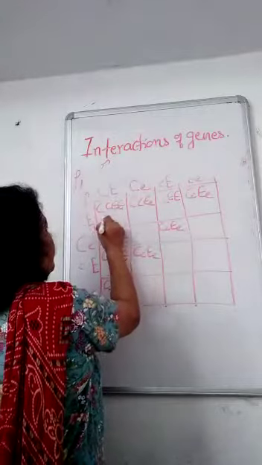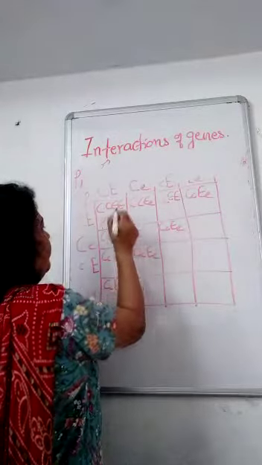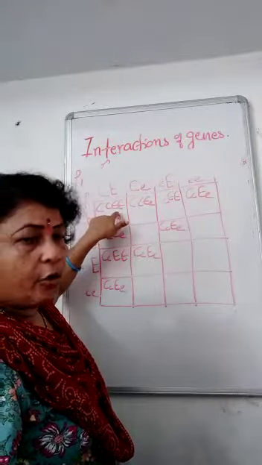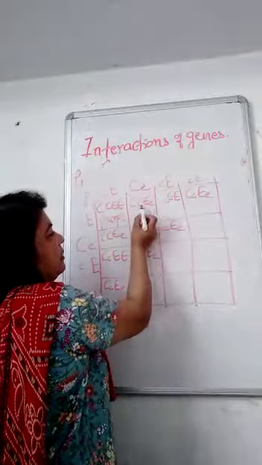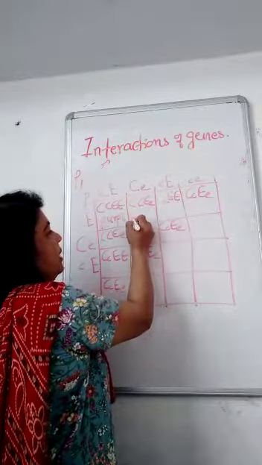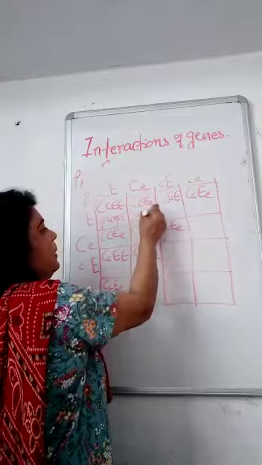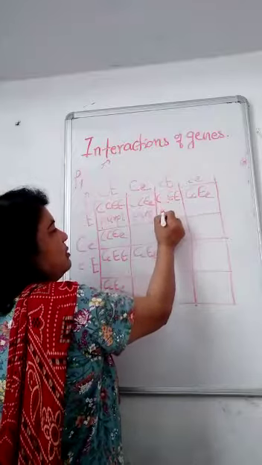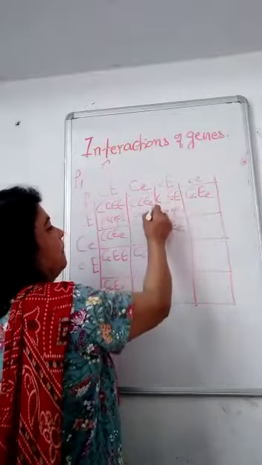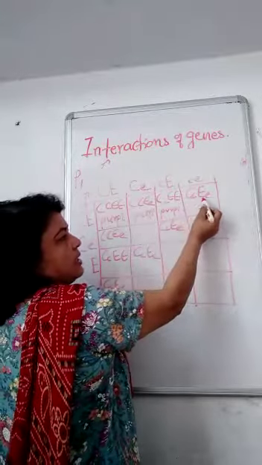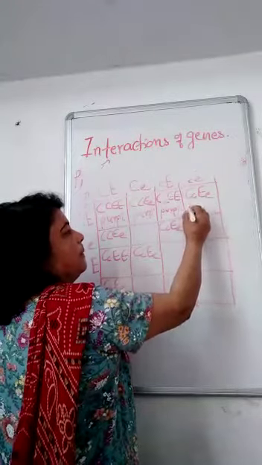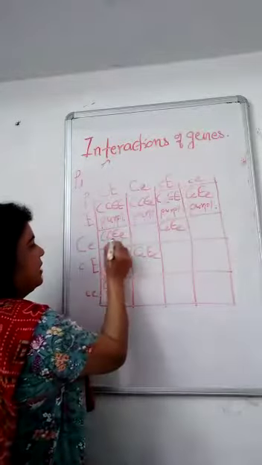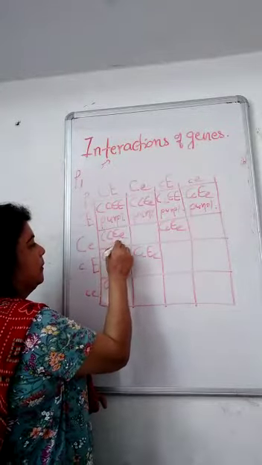It is purple. Why it is purple? Because it has both C and E, in a dominant condition. Second, here both C and E, it is in dominant, so it is also purple. It is also the capital C and capital E here, so it is also purple. Here also capital C, capital E, small e. So it is also purple because both the genes are present there. Then here also it is also purple.